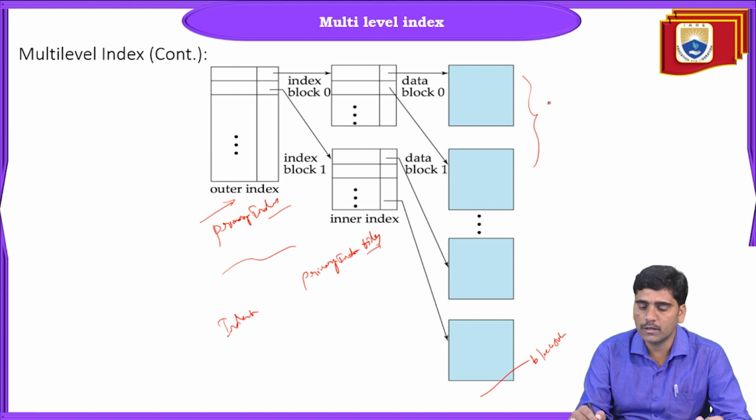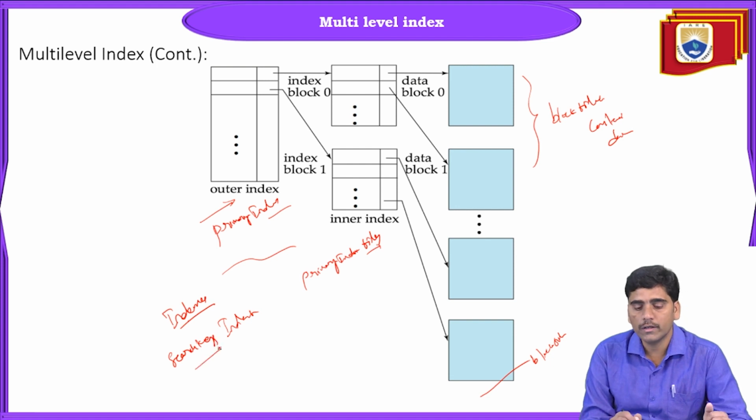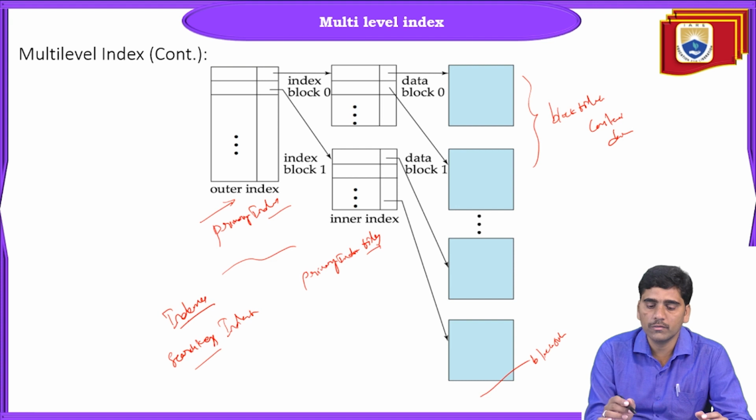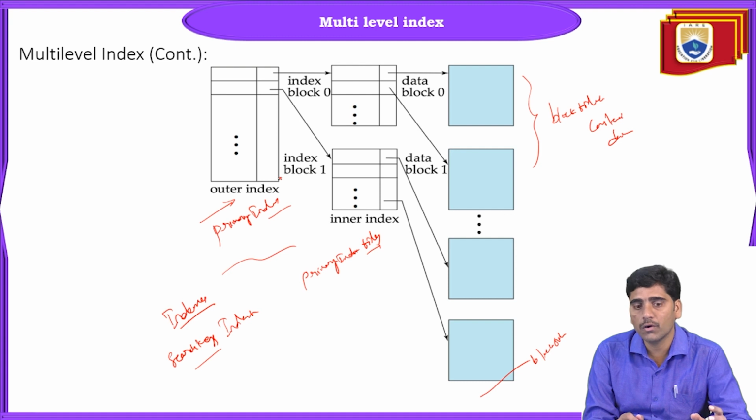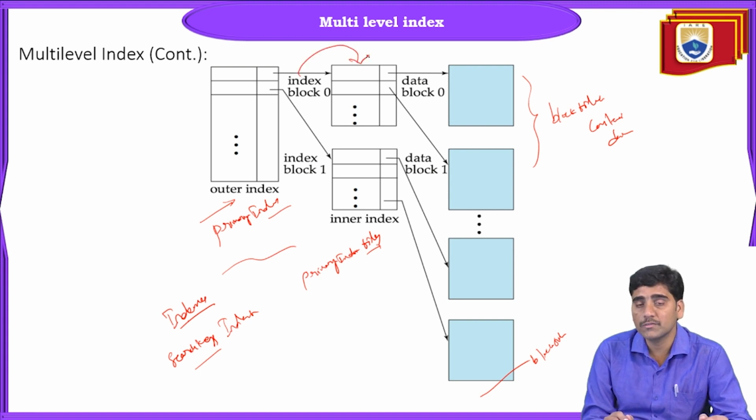The block files contain data, but the index files contain indexes, and indexes are nothing but search keys. Here the outer index contains index block 0, index block 1, and so on. It contains a number of primary indexes. Again, each and every primary index contains primary index files.